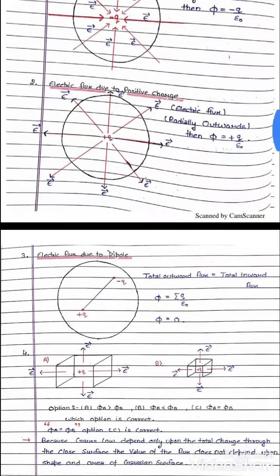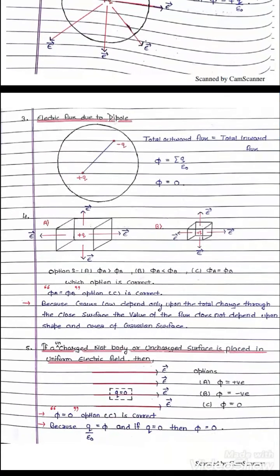Next is the third point, the electric flux due to a dipole. We know a dipole is two equal and opposite charges separated by a short distance. The field lines emitted by the positive and negative charges get nullified. The total outward flux becomes equal to the total inward flux. So for a dipole, the electric flux phi is equal to 0.